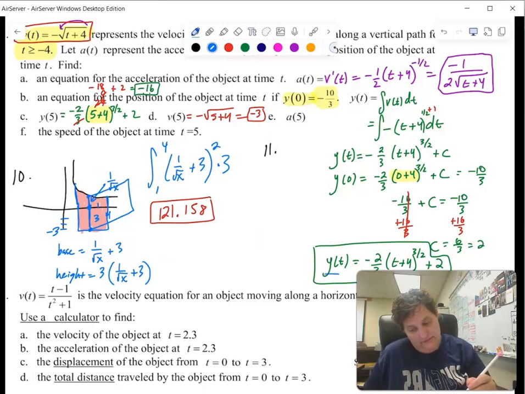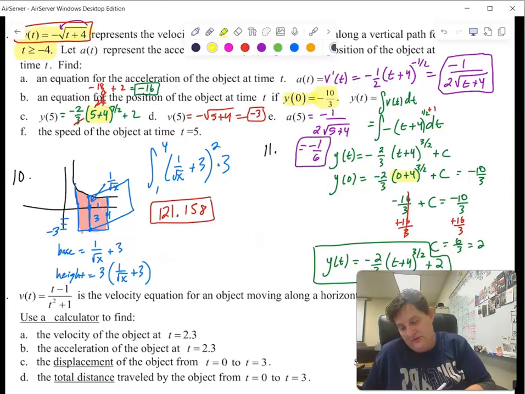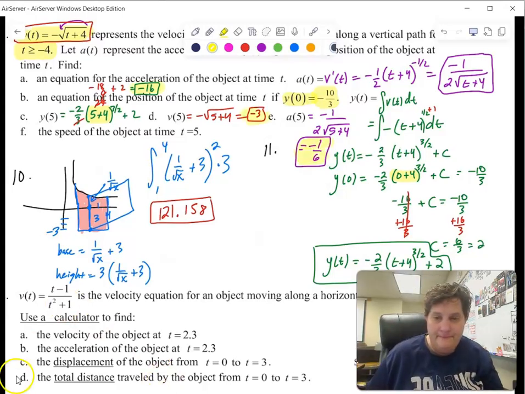Nope, I did position already. Sorry, acceleration at 5. That's this equation over here. It's -1 over 2 square root of 5 plus 4. 5 plus 4 is 9. Square root of 9 is 3. 2 times 3 is 6. So it's -1/6. So there are my answers for those: -16, -3, -1/6.